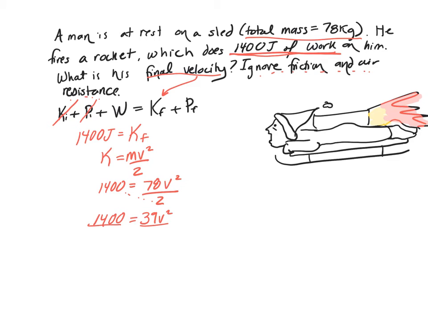Okay, and we get 35.9 equals v squared. And now you have to take the square root of the other side. 35.9. Now we get our velocity. So the velocity of this dude bombing along is, drum roll please, 6 meters per second.